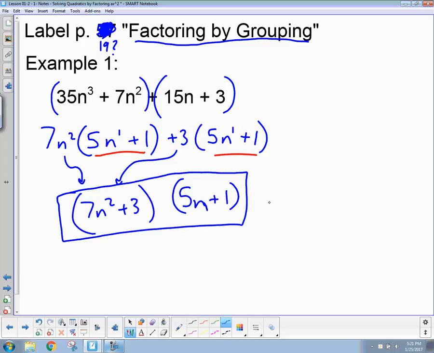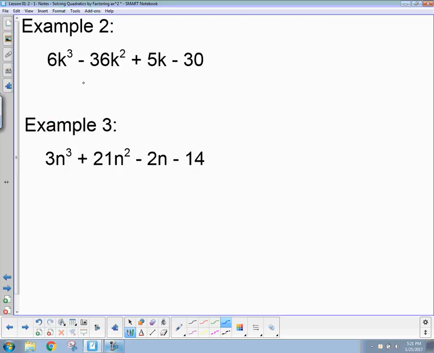Okay? Let's look at another one. So, for example 2, again, you're putting these in your composition book. We're going to group the first 2 and the last 2. I know I can pull the 6 out and k squared. If we pull those out, 6 divided by 6 is 1, k cubed divided by k squared, so that's going to be just a k left over. Negative 36 divided by 6 is a negative 6. The k squared is going to turn to 1. So we're done with the first half.